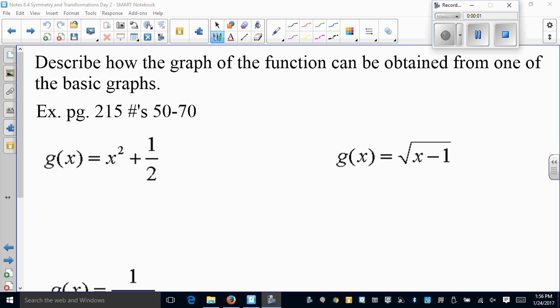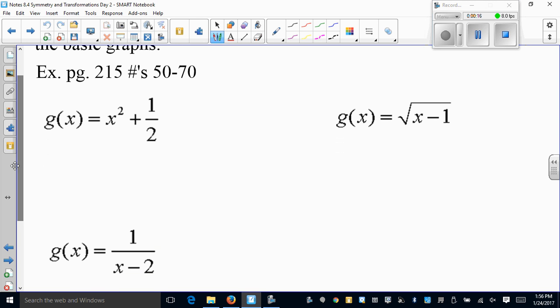Part 2. We're going to look more at the equations rather than the graphs. So describe how the graph of the function can be obtained from one of the basic functions. We're going to look at this one here and identify x squared plus 1/2. X squared is your basic function. So we're looking at what does that plus 1/2 do?